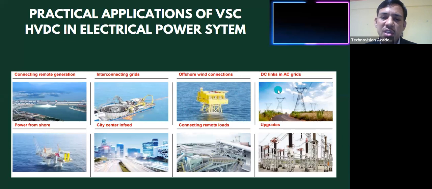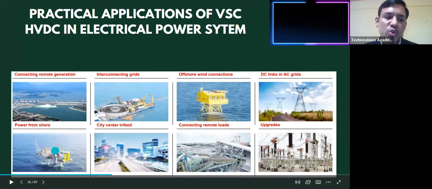Then DC links in AC grid, that we are also using. We know that there are gas platforms and oil platforms, and there is an issue of how to supply power to their motors and compressors used on the platform. But nowadays people are using this technology, especially VSC HVDC, to supply power to these oil and gas platforms.